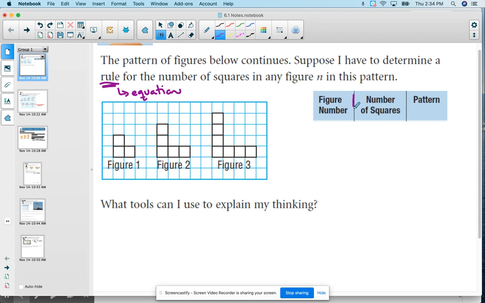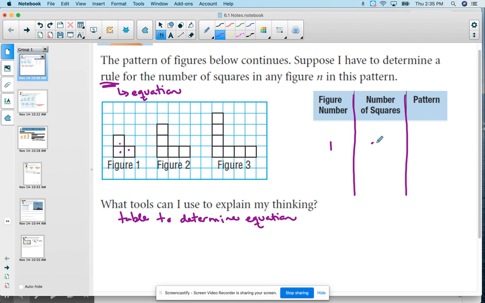In order to do so, we are going to make a table. Once we have that table, it is going to help us determine an equation, and I will walk you through that. So in figure 1, we have 1, 2, 3 squares. In figure 2, we have 1, 2, 3, 4, 5 squares. In figure 3, we have 7 squares.